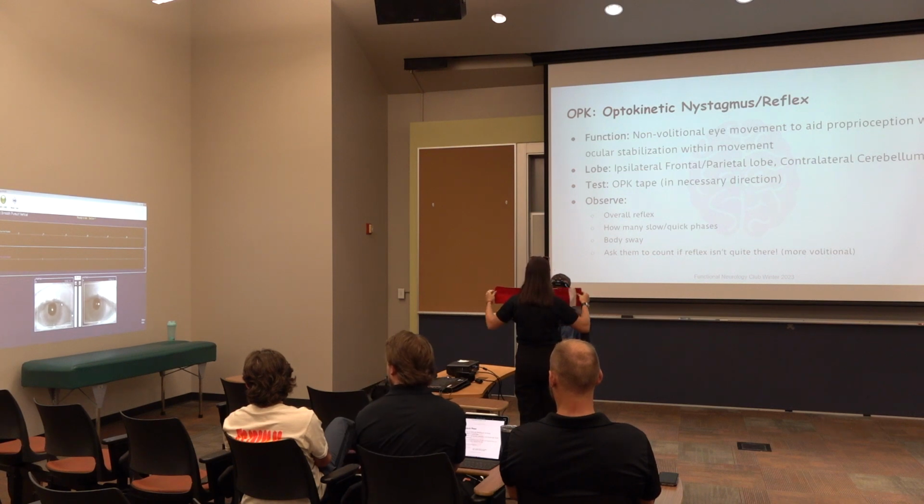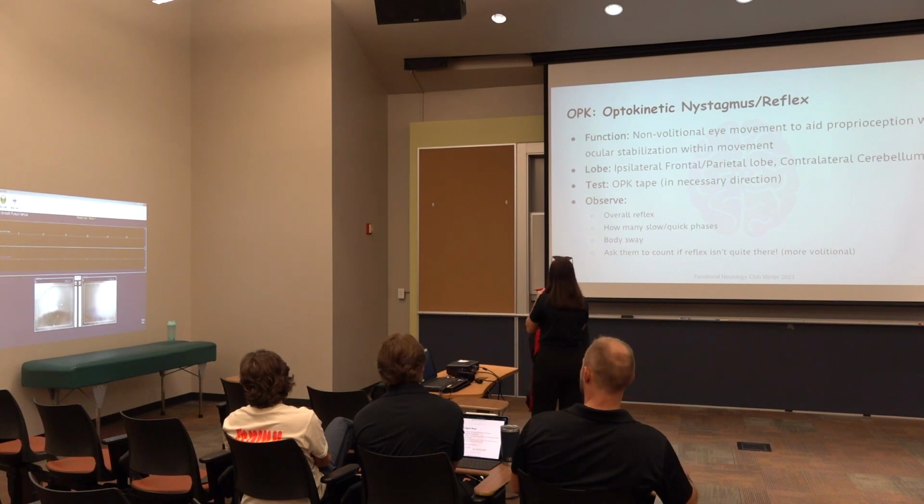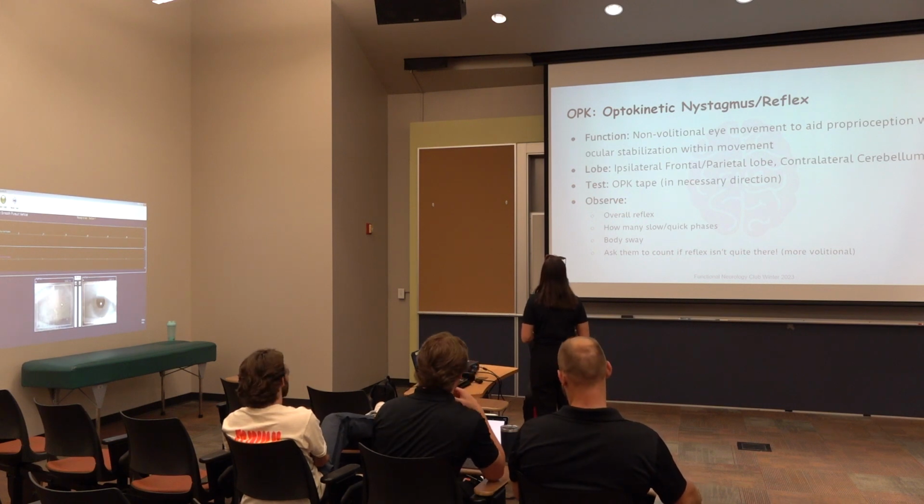So this is a reflex, his eyes should be doing this. Again, you can do it up and down, so same thing up and down. Count each stripe as they go with your eyes. So try and look at each white stripe as it passes.